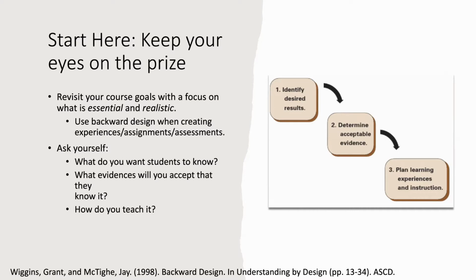So in order to use backward design, you just ask yourself, what do you want students to know? Like really? And again, that's at every level. What do you want them to know in the grand scheme of things when they leave your class, but what do you want them to know at the end of this class session, or at the end of this activity, or at the end of the assignment? And then what evidences will you accept that they know it?